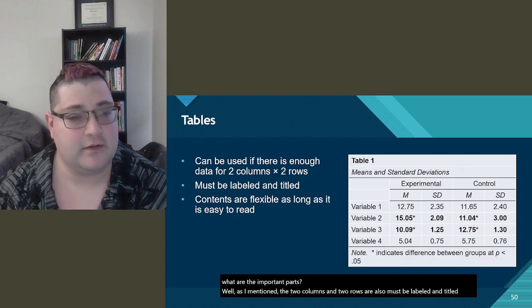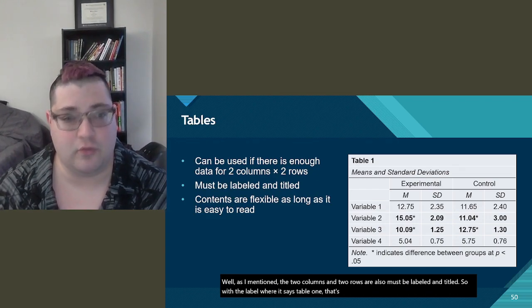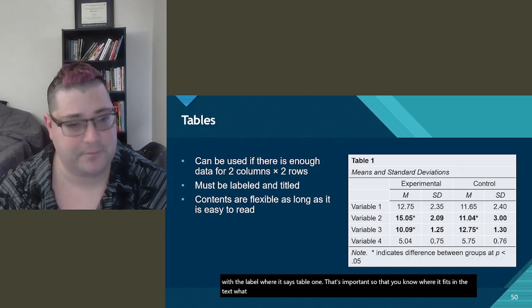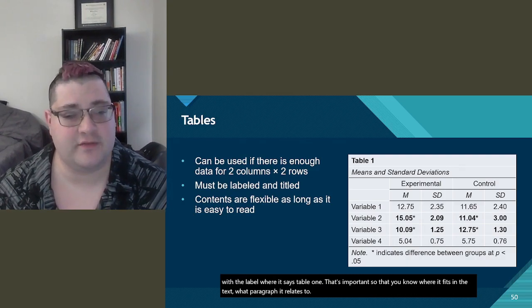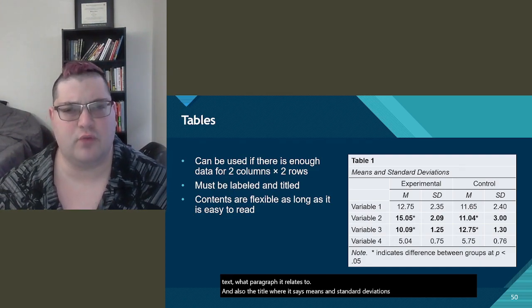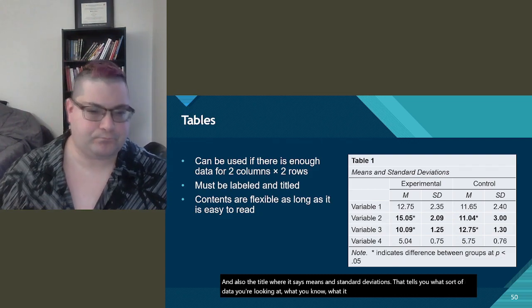So with the label where it says Table 1, that's important so that you know where it fits in the text, what paragraph it relates to. And also the title where it says Means and Standard Deviations. That tells you what sort of data you're looking at, what it is that you're reading.